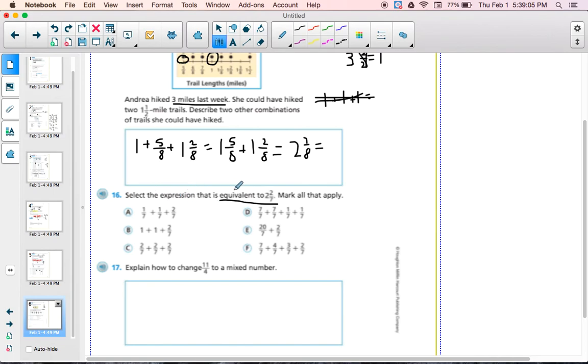All right. So select the expression that's equivalent to 2 2/7. All right, so it has to be 2 wholes plus 2/7 of another one. 1/7 plus 1/7, that's 2/7, plus 2/7 more is 4/7. Nope, that's not going to be enough. 1 whole plus 1 whole, that's 2, plus 2/7 is 2 2/7. Yeah, that's going to work. So go ahead and try these different combinations and see if you can come up with 2 2/7. All right, last one. Can you explain how to change a fraction 11/4 into a mixed number? All right, so give these problems a try, and we'll talk about them later.